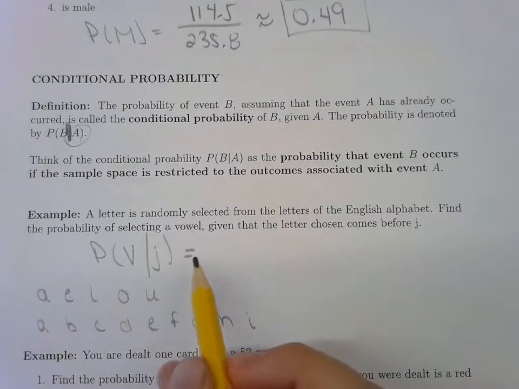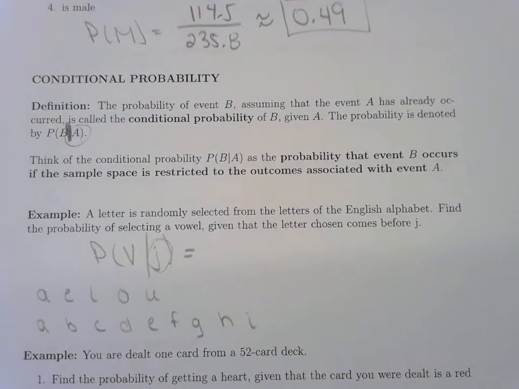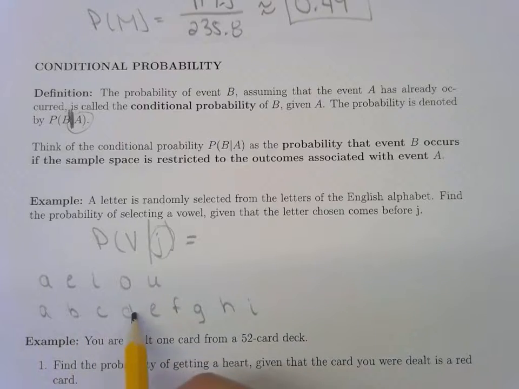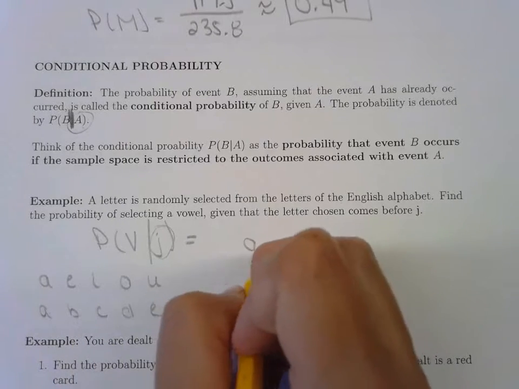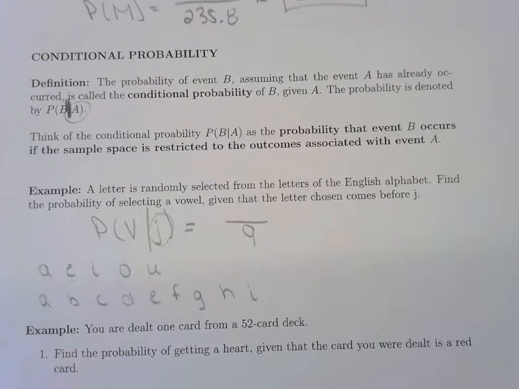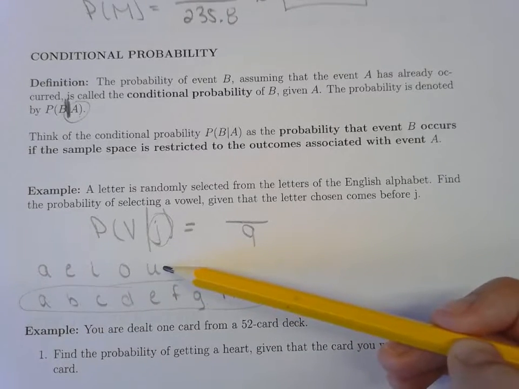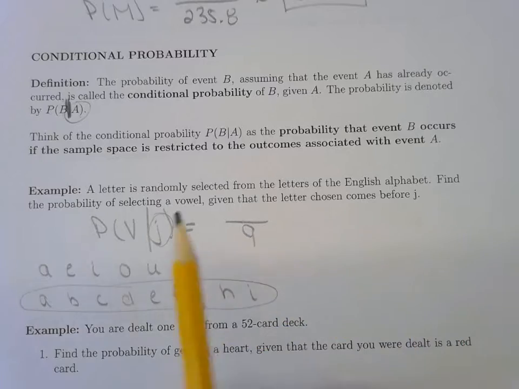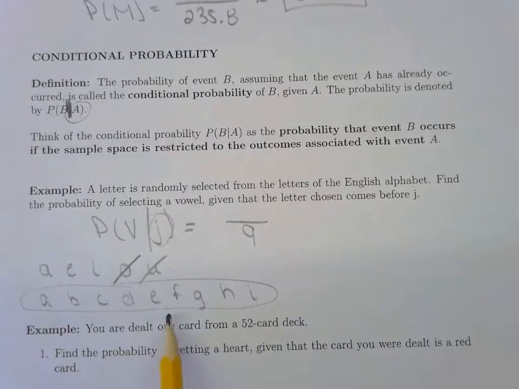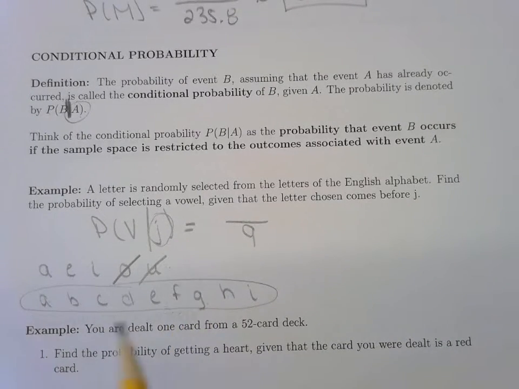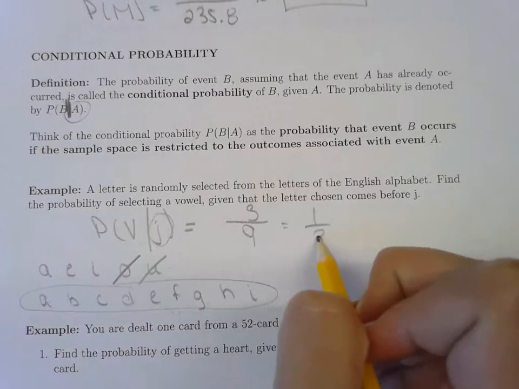Okay, so our denominator becomes however many this is associated with, which is 1, 2, 3, 4, 5, 6, 7, 8, 9. Now our numerator is not how many we have here, 1, 2, 3, 4, 5, because we're given that the numerator has to be in one of these. So our numerator is going to be the vowels restricted to this. We have an A, an E, and an I. We don't have an O or a U in this new sample space. So this would be 3/9, which is 1/3.